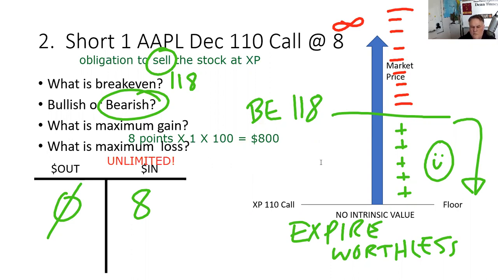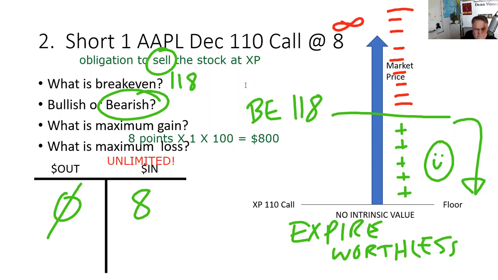I can't imagine any draw in which we don't ask you to recognize that a naked or uncovered call has unlimited loss potential. So let's review: break even is 118. I'm a bear. Maximum gain is the premium. I hope you're not struggling that anytime you're on the short side of the matrix, you're a potential victim. Best case is nobody victimizes you and you walk with the money. Maximum gain is $800. Maximum loss, test question, is unlimited.